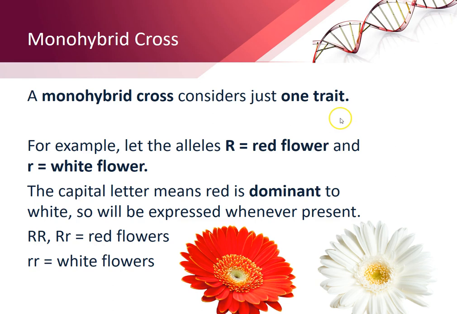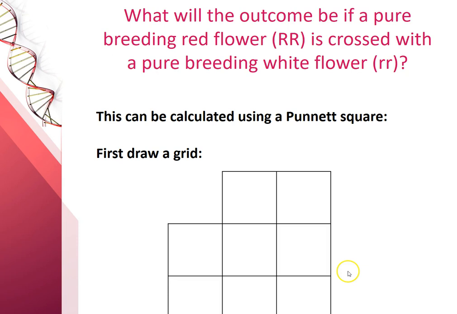In the example of a monohybrid cross, we're considering just one trait. So let big R stand for red flowers, so that's the dominant trait, and little r stand for white flowers, that's the recessive trait. This means that if it's homozygous dominant or heterozygous, the flower will appear red, but if it's homozygous recessive, the flower will appear white.